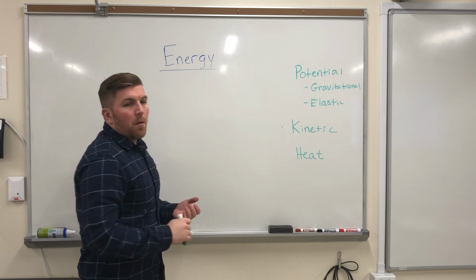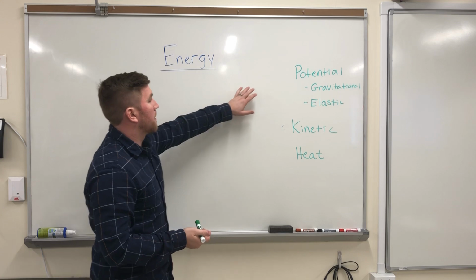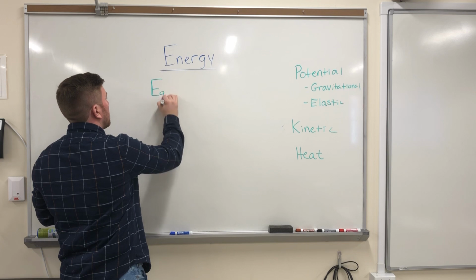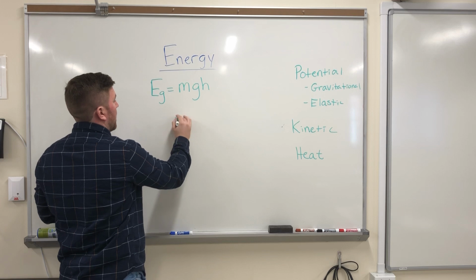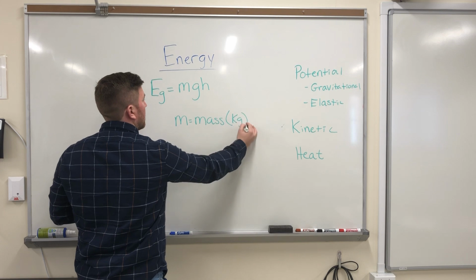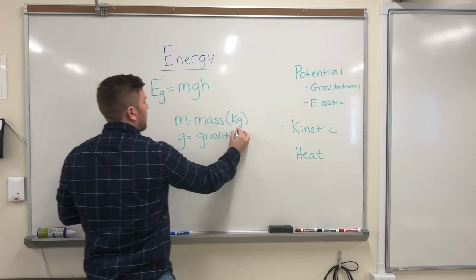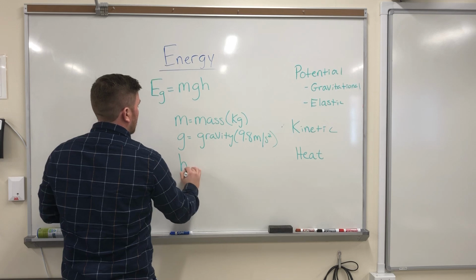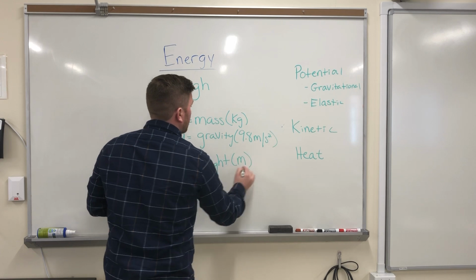And what we did with that, we did labs where we dropped a lot of objects down, and we calculated potential energy. And if you recall, the equation for potential energy was mass times gravity times height. So M stands for the mass, which is always in kilograms. G is the acceleration of gravity, which on Earth, we should all know now, is 9.8 meters per second squared. And H is the height that it's dropped from, and we measure that in meters.